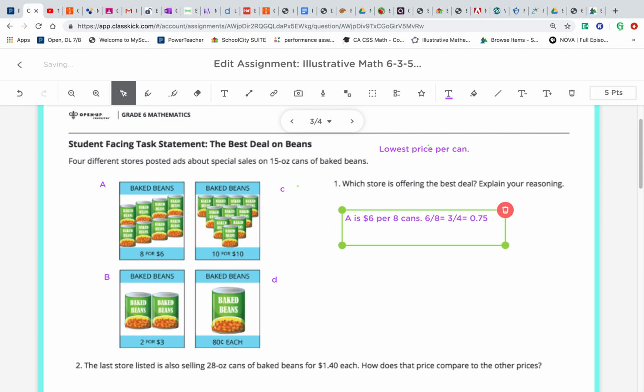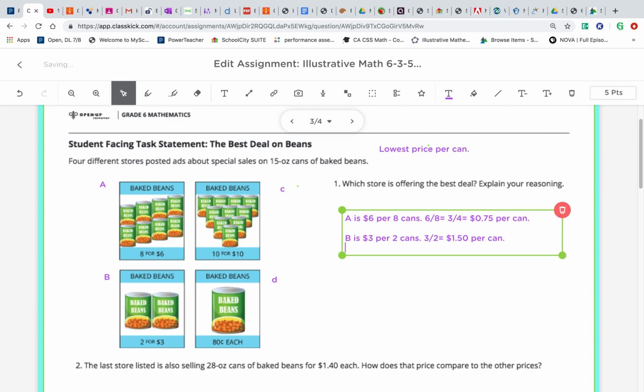For B, what's the price, and then how many cans do we get for that? The price is $3. So $3 per 2 cans. So that's 3 divided by 2, and 3 divided by 2 is actually 1 1/2, or 1.5. And 1.5 in dollars and cents is $1.50. I'm going to put a little dollar sign at the beginning of these, just so we can see what the price is. So it's 75 cents per can and $1.50 per can.